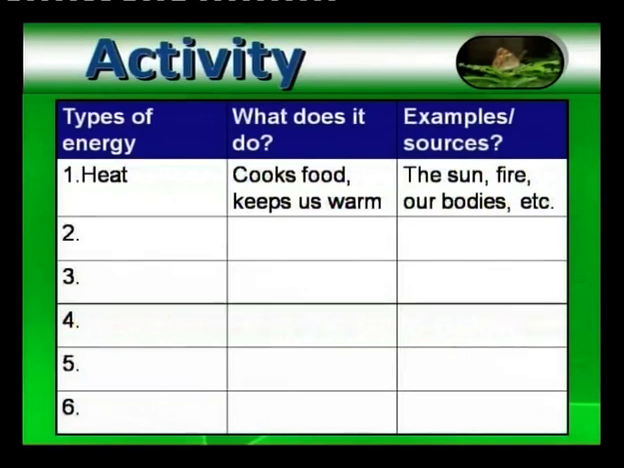Okay, I'll give you 3 minutes. 3 minutes to copy down the table into your exercise books.